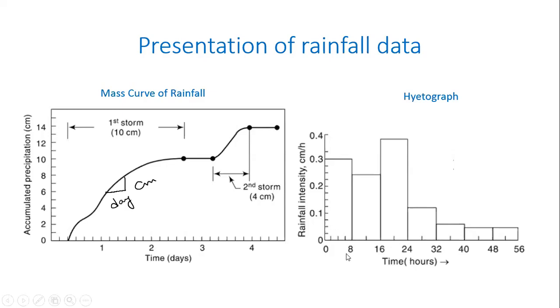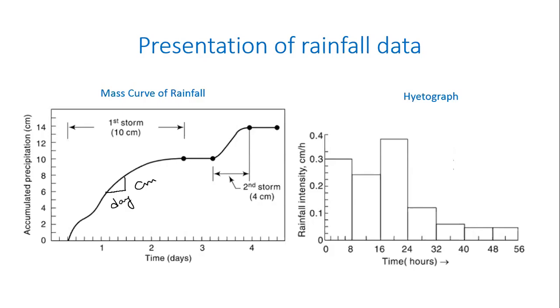It could be 1 hour. It could be 15 minutes. It could be 1 day. The time could be in any window of time. It could be 1 hour, 15 minutes, half an hour. Typically, sometimes 15 minutes is used, to get very detailed information of the rainfall intensity.